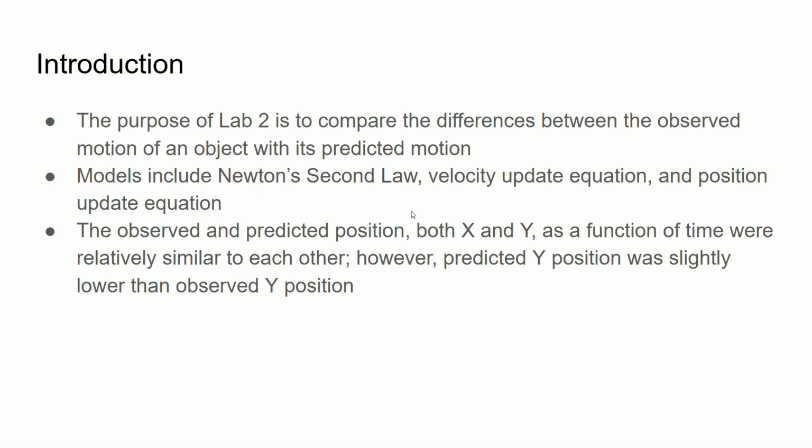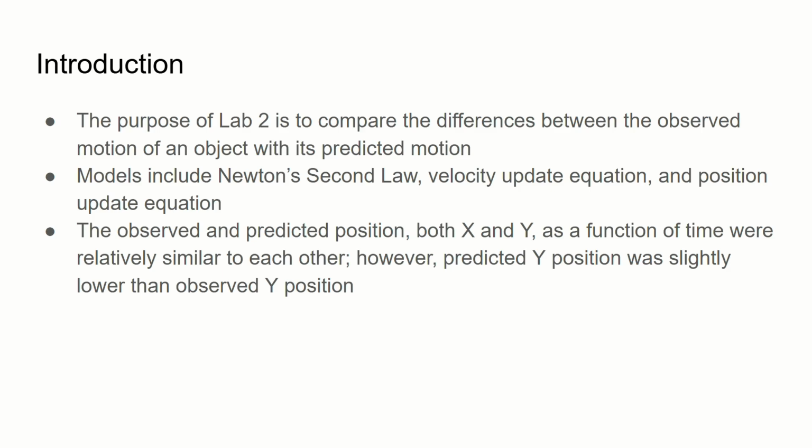The purpose of Lab 2 was to compare the difference between observed and predicted motion of an object. It's different from Lab 1 because this experiment had an x and y component of motion, whereas Lab 1 just had an x component of motion. Models used include Newton's second law, the velocity update equation, and the position update equation.